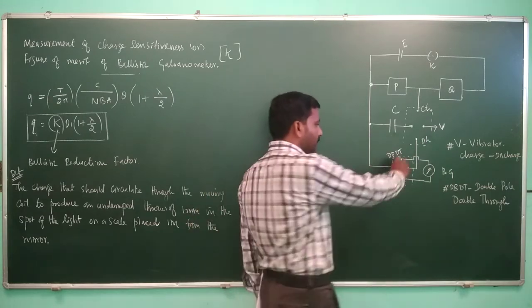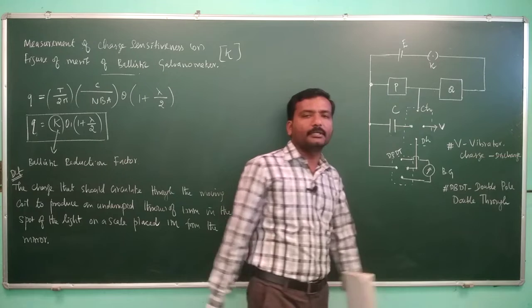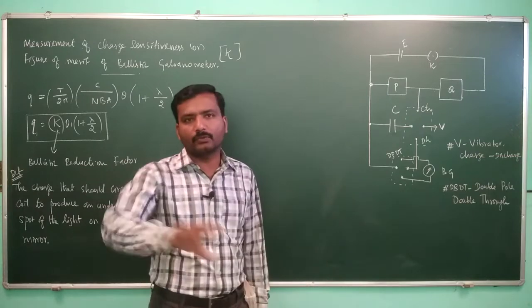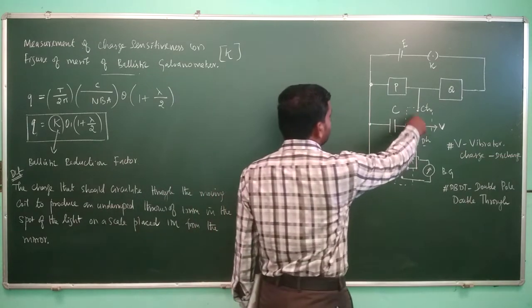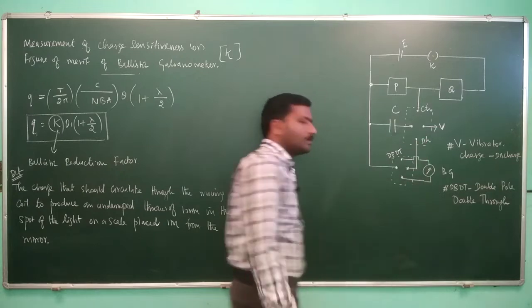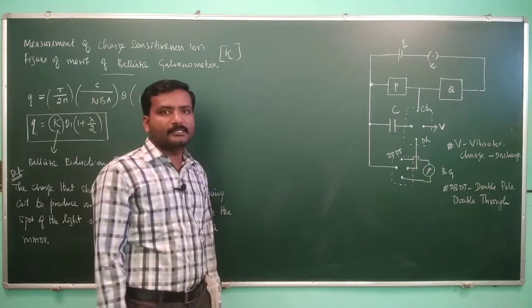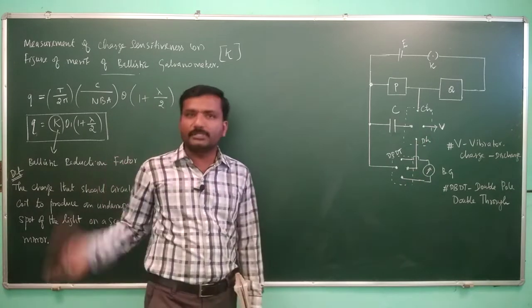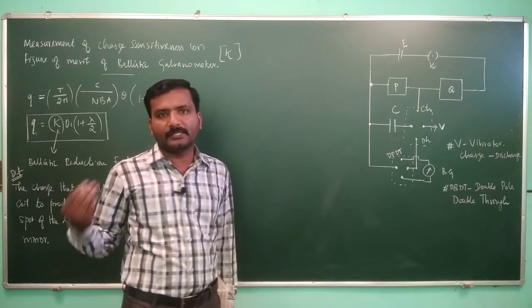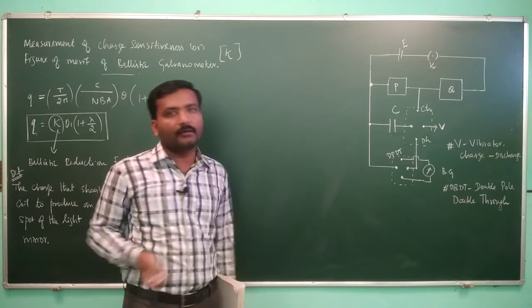In that time we change the key, the DPDT switch, from one side to the other side. So now if you change the key from charge to discharge, what would happen? Now there is again a throw on the ballistic galvanometer, but in the opposite direction. So we can measure that, and we can take the average.